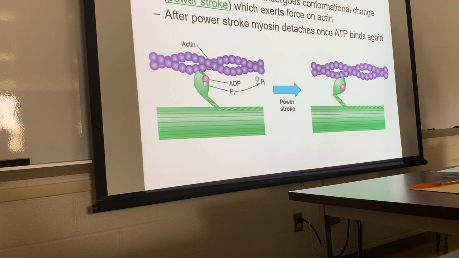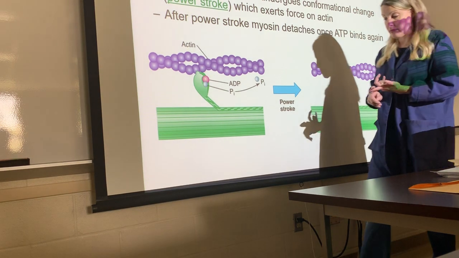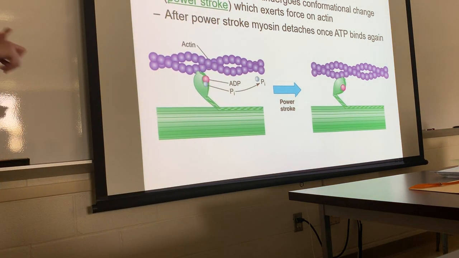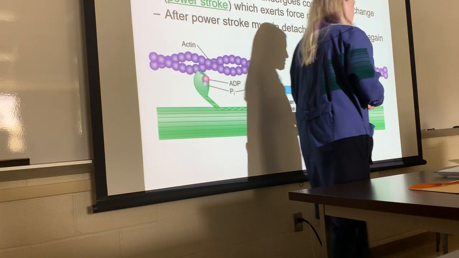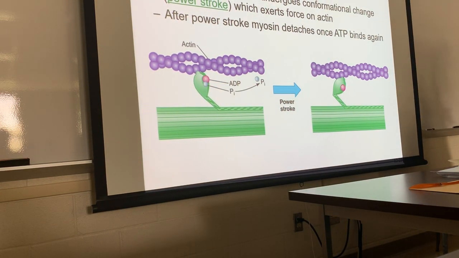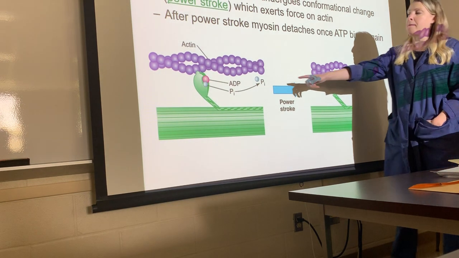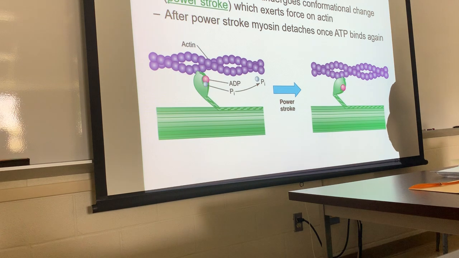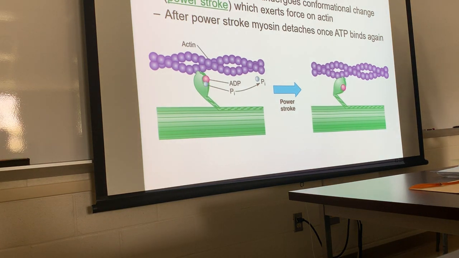Okay? So, once again, we have calcium released from the SR. Calcium binds to troponin to move tropomyosin away from the myosin binding site on actin. ATP binds to the myosin head and is hydrolyzed to ADP and phosphate. Then the cross bridge occurs. When the phosphate is released, a power stroke occurs, which brings the actin proteins closer to the center of the sarcomere from both ends. And that will shorten the sarcomere, and ultimately the muscle will contract.